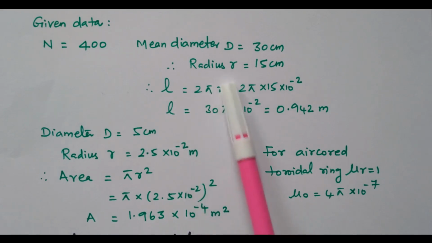This radius refers to the radius of the iron core, and this radius refers to the radius of the coil. An air cored coil is given, so mu r, the relative permeability in case of air, is 1. And the absolute permeability mu naught is 4 pi into 10 to the power minus 7, a constant. Now we'll go to the problem.